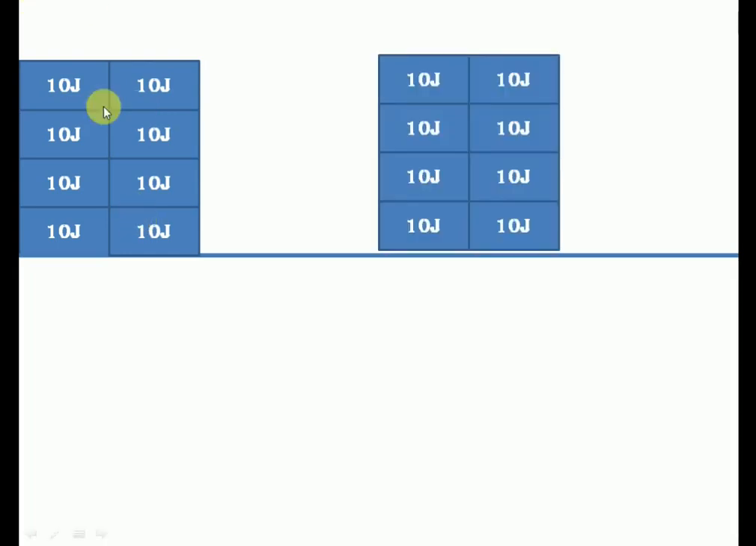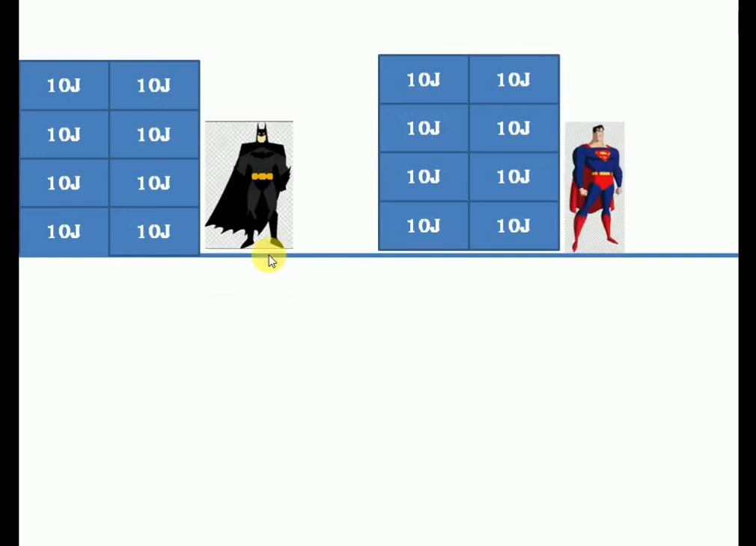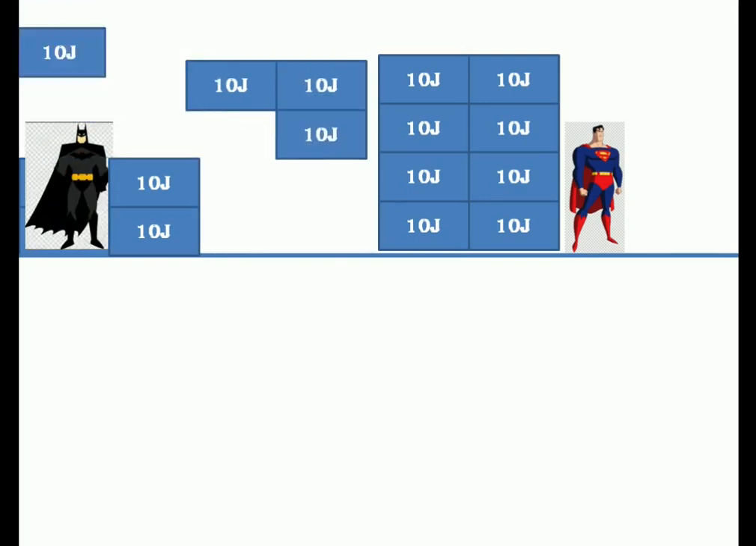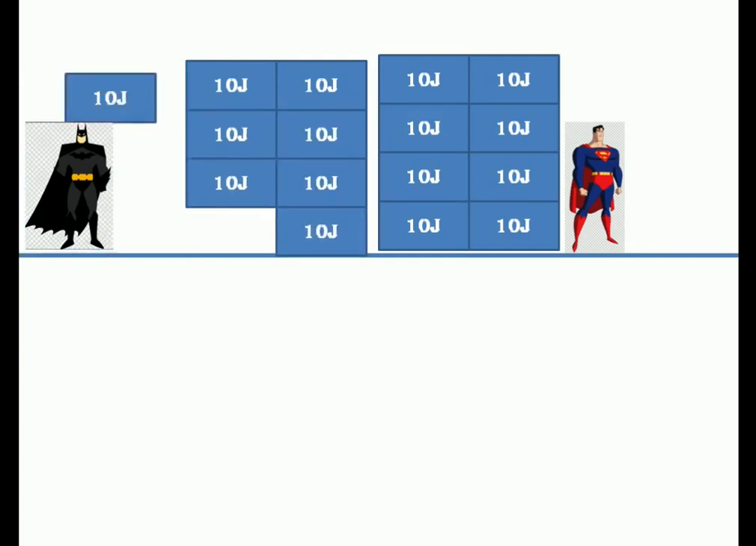So to understand power, let us consider a work. I want to shift this block from one place to another place. For that I am hiring two guys. So let's see how they do the work. Let's see how the first person does the work. He is doing one at a time. So this is the way he completed the work.